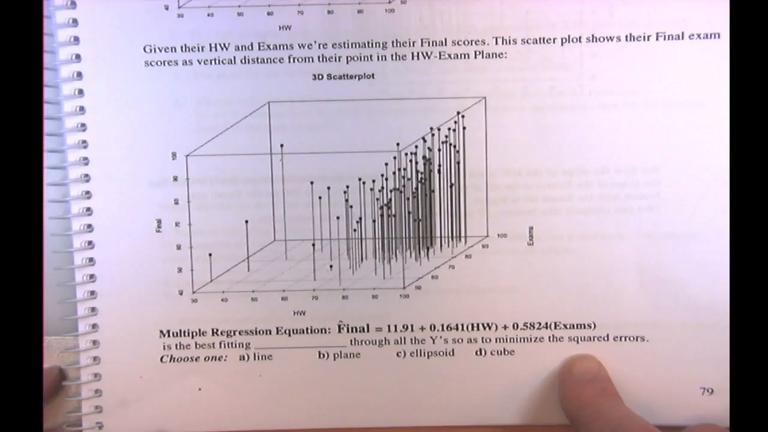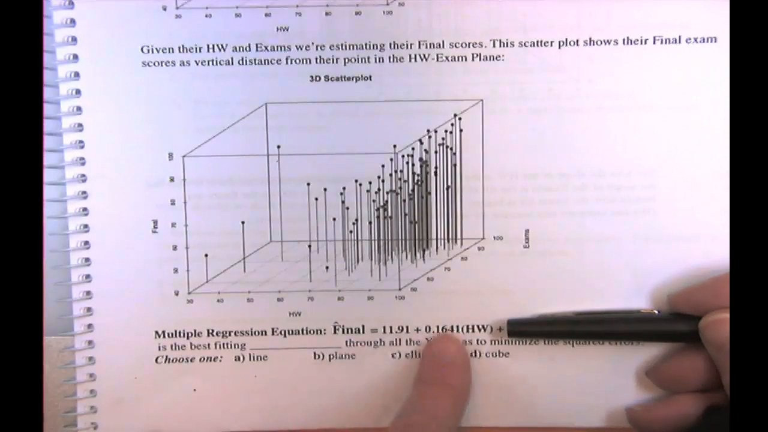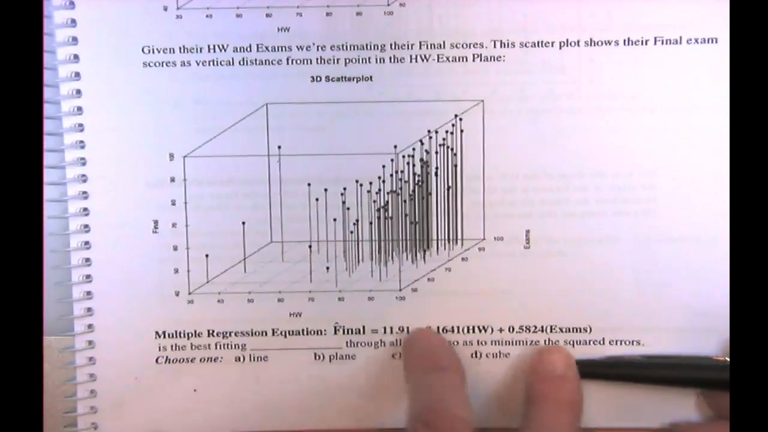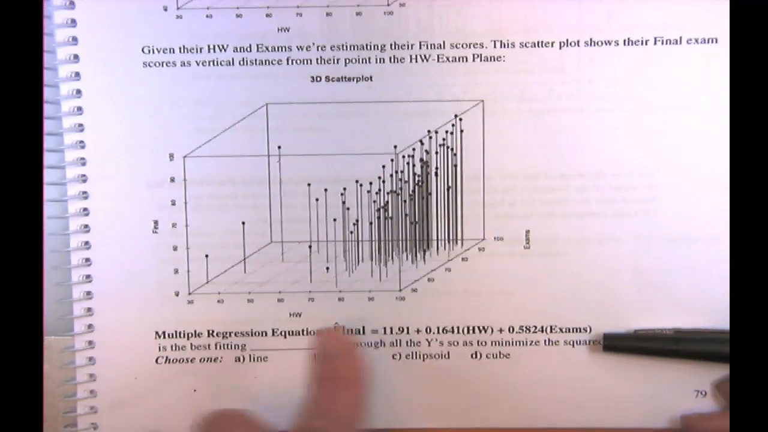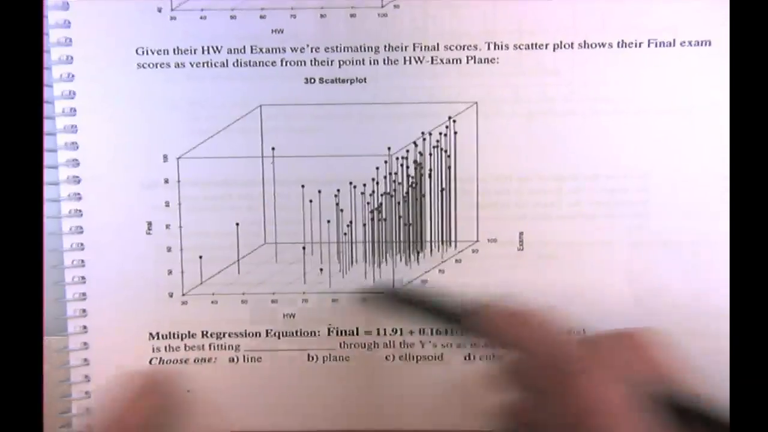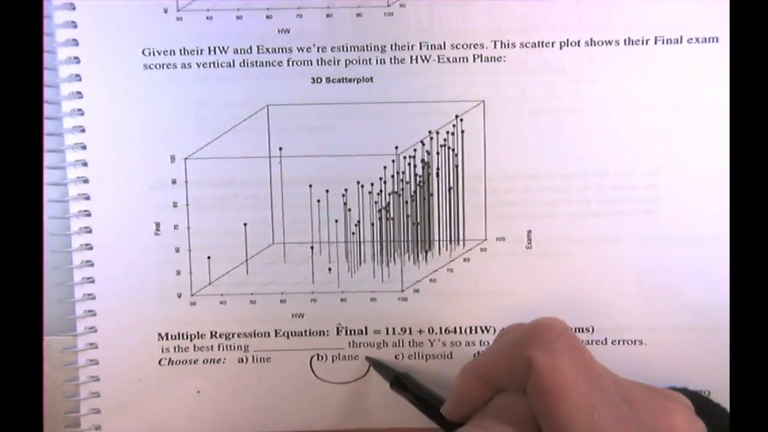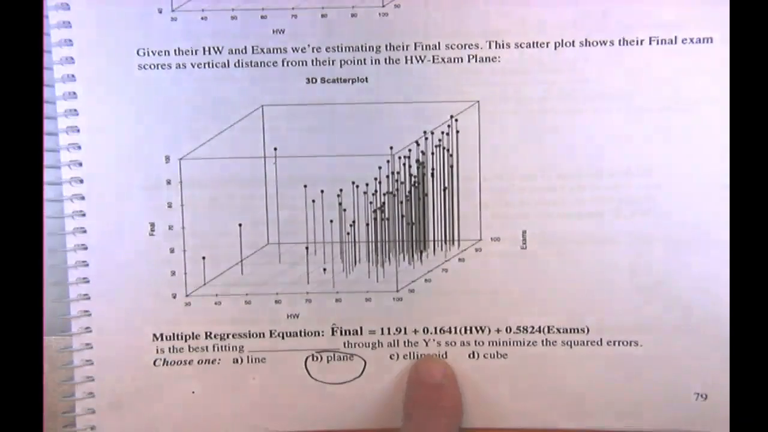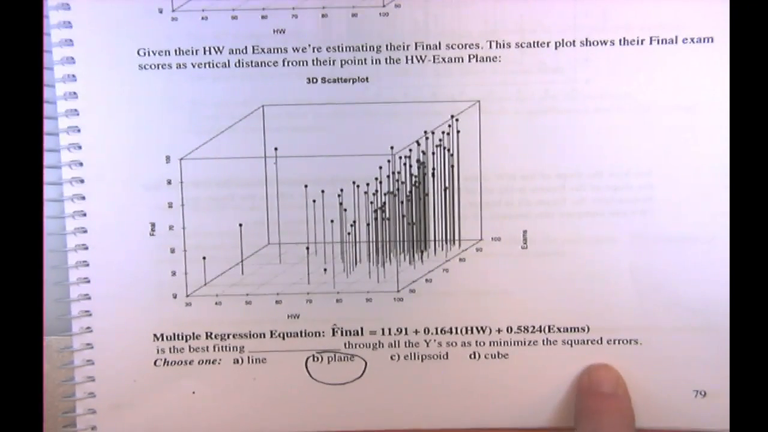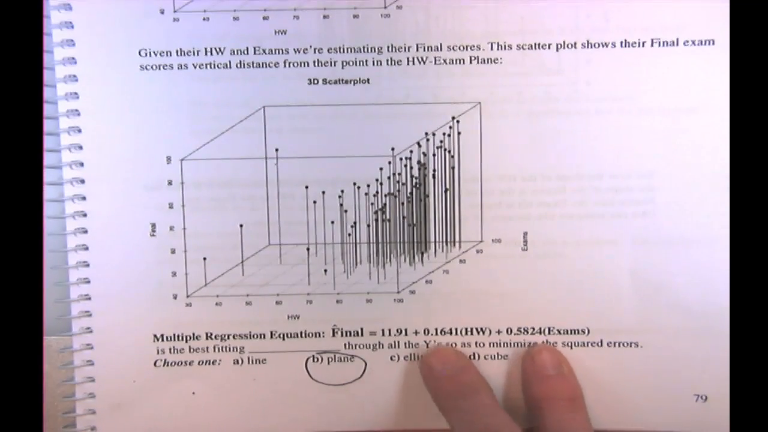And now, remember how with just one slope, that's an equation for a line, y equals mx plus b, but now we have 2 slopes. We have an equation where we're predicting y from two variables. So that doesn't describe a line, it describes a plane now. It's the best fitting plane through all the y's so as to minimize the squared errors above or below the regression plane. And that's how we arrive at these slopes.